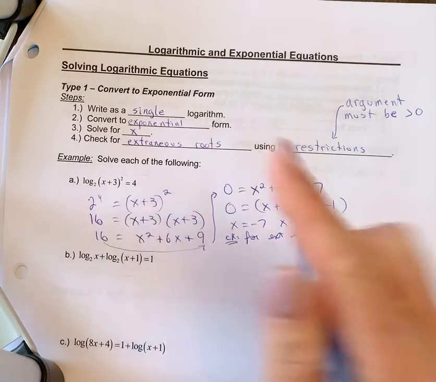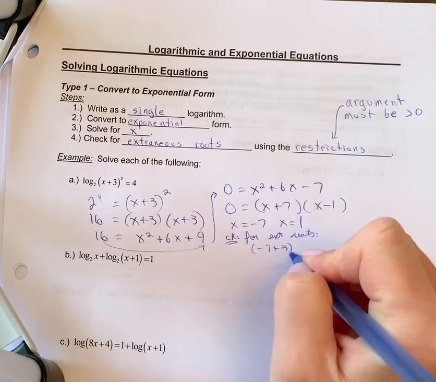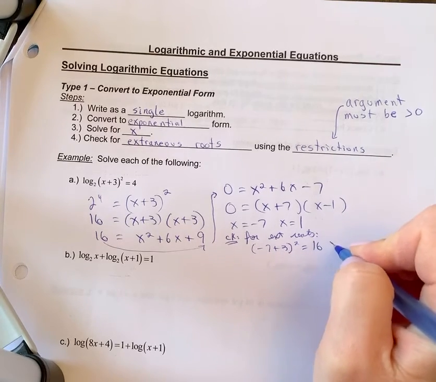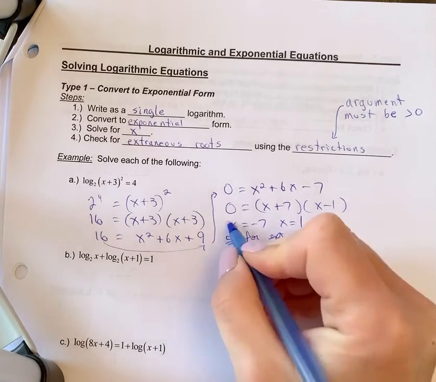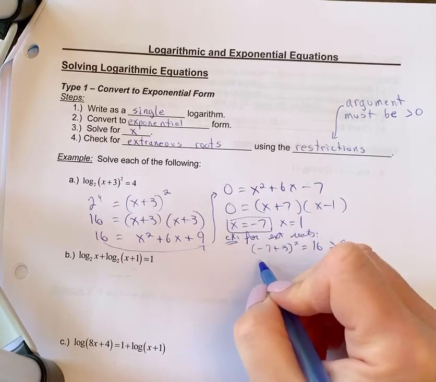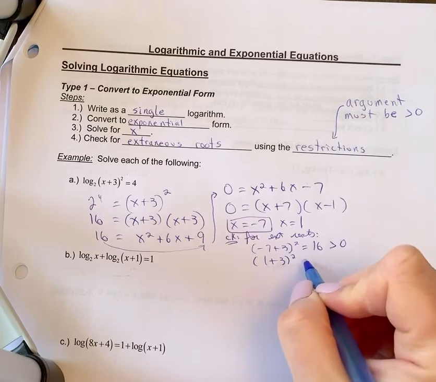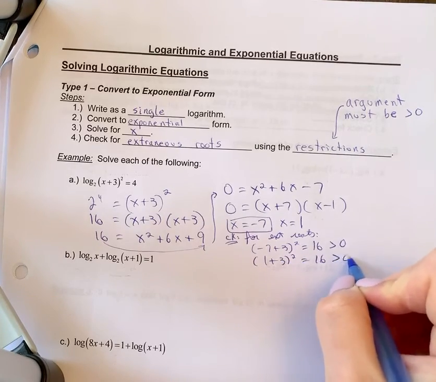So if I plug in negative 7, negative 7 plus 3 is negative 4. Negative 4 squared is 16. So that's greater than 0. That means this is one of the solutions. It's not an extraneous root. Do the same for 1. 1 plus 3 squared is 4 squared again. You're going to get 16. That's also greater than 0.